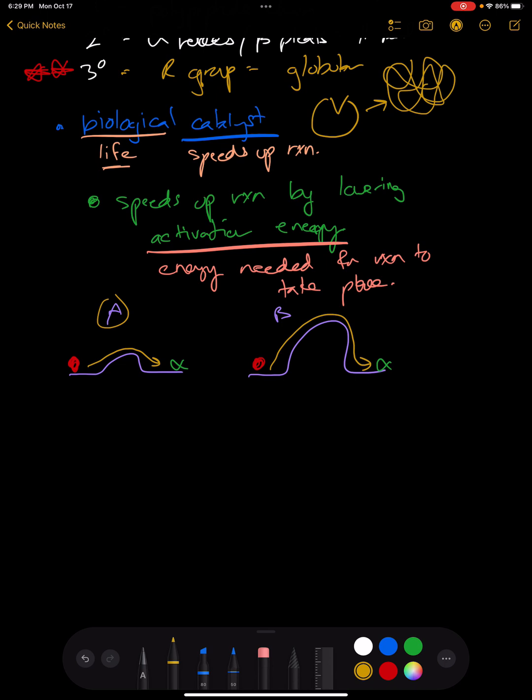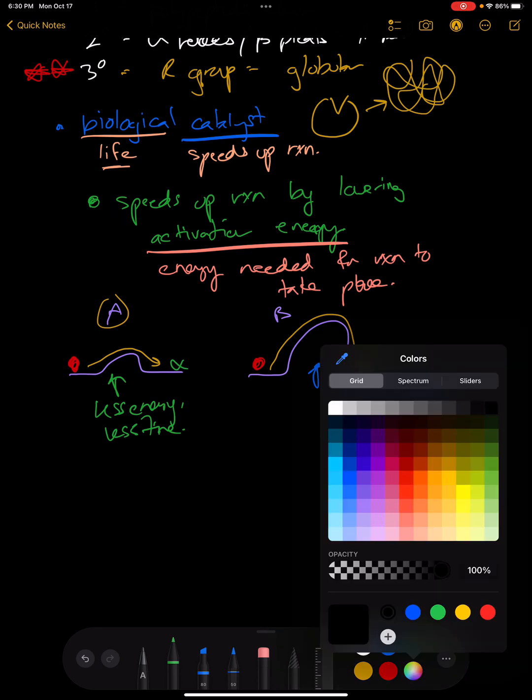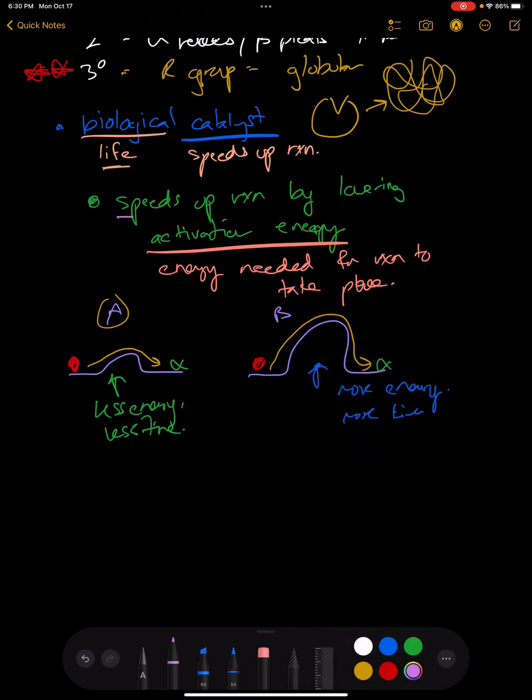Can B still happen? Can this reaction right here still happen? Of course, but this is going to take more energy, right? And this is going to take more time. Versus this guy right here, A, this is going to take less energy and it's going to take less time, which is the very definition of an enzyme, because an enzyme speeds up a reaction, less time, by lowering the activation energy, which is the less energy.